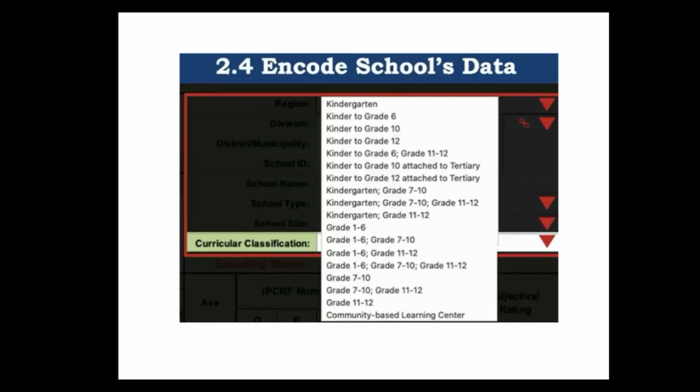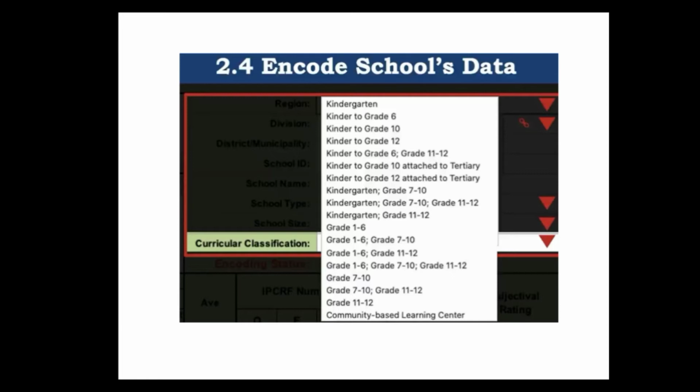The school's name, the municipality, and the school's ID, you just encode there, while the school size or category is a drop-down option: small, medium, large, or very large. The type of school, urban or rural, is also a drop-down option.